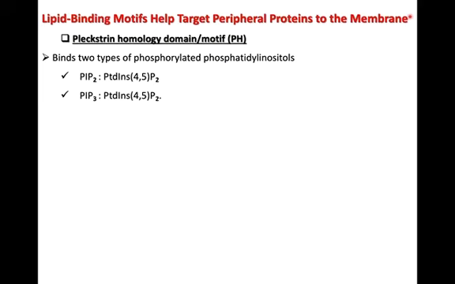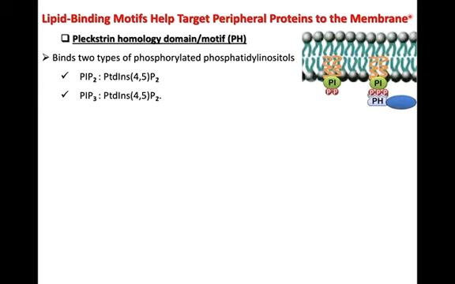So this binds two types of phosphorylated phosphatidylinositol, which are PIP2 and PIP3. Actually, the difference is one phosphate. So what are PIP2 and PIP3? Actually, they are two types of phospholipids that can bind to any protein which has the PH domain.